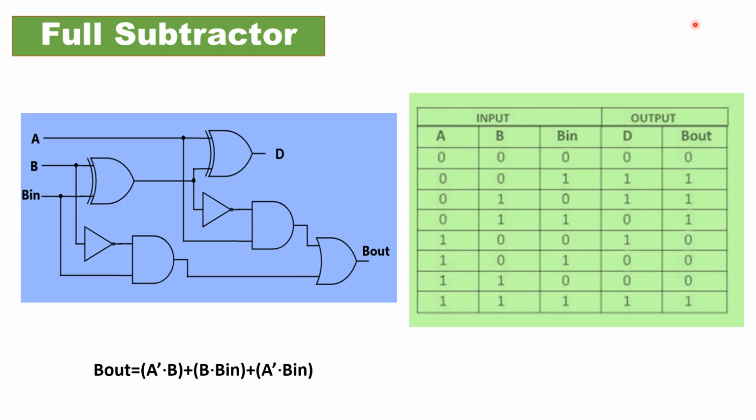Bin. For example, when A is equal to 0, B is equal to 1 and Bin is equal to 0, the borrow out is equal to 1. Here, a borrow is needed. When A is equal to 1, B is equal to 0 and Bin is equal to 1, the borrow out is equal to 0. Here, no borrow is needed.